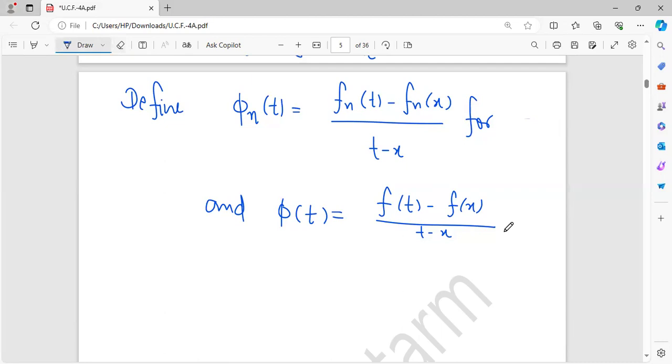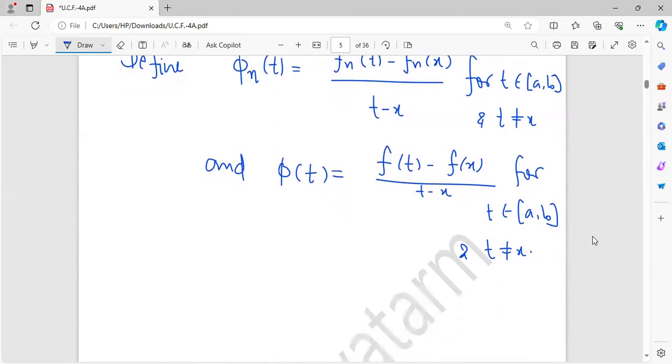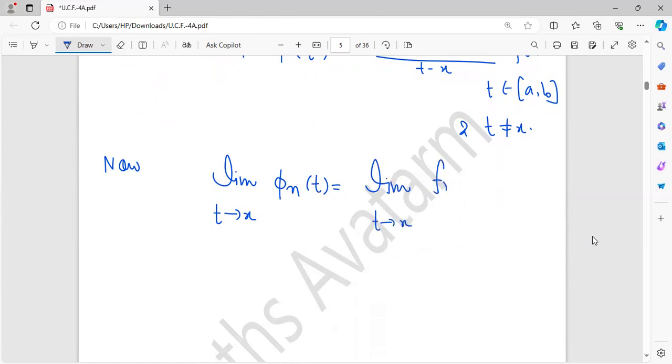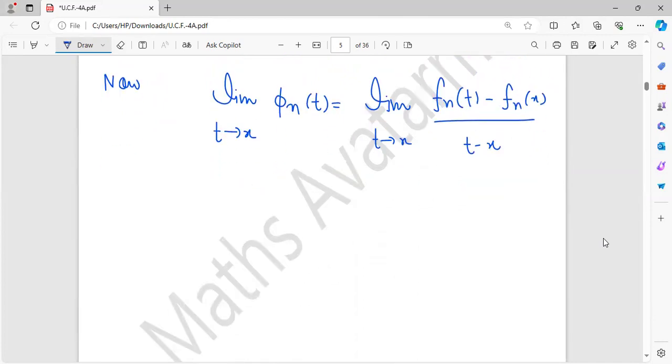For t belongs to AB and t is not equal to x. Okay. Now, limit t tends to x, phi n t. What is it? Limit t tends to x, f_n t minus f_n x upon t minus x. What is this? Because f_n are differentiable functions.